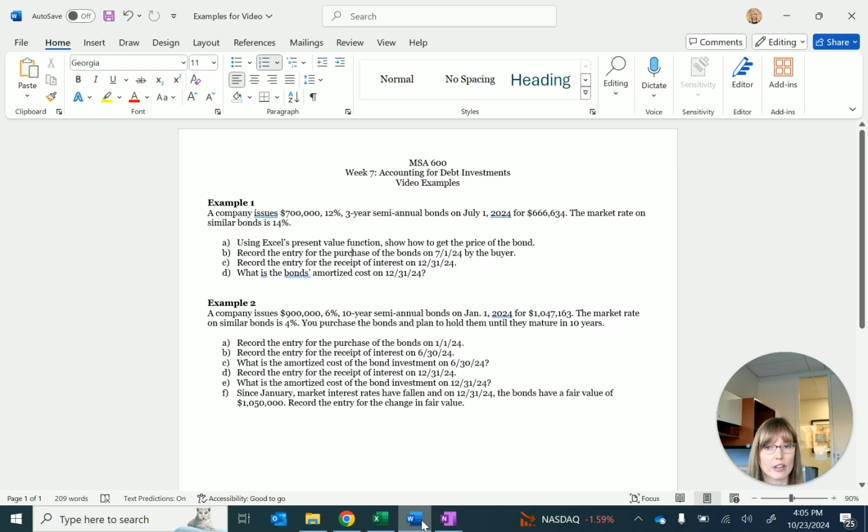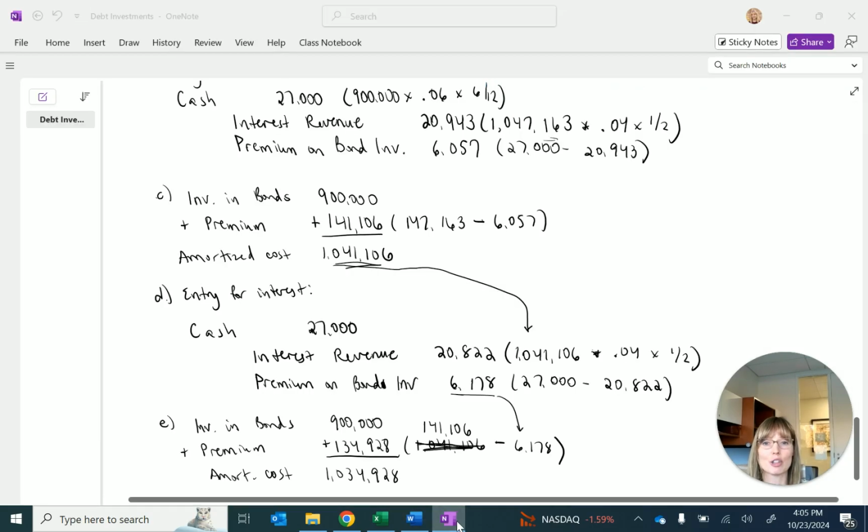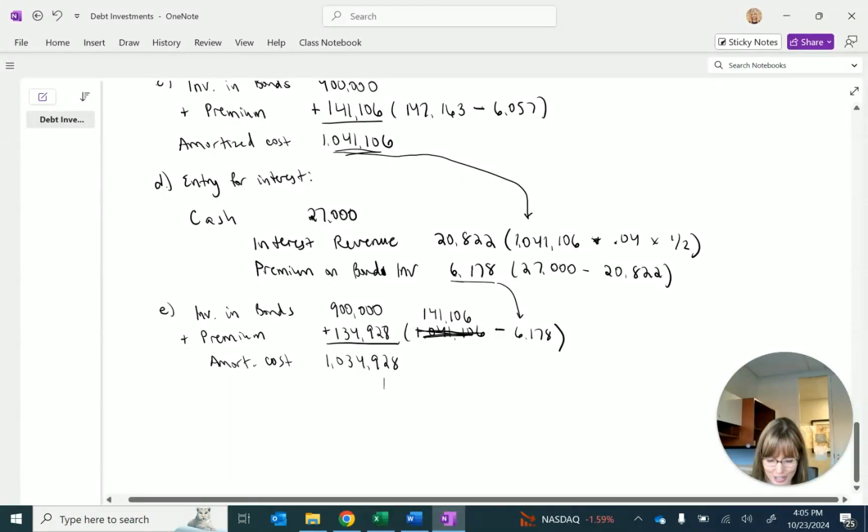We're not going to sell them. We want to hold on to it and collect the interest. But if we did, we could get a gain. What do we do? Record the entry for the change in fair value. Well, we are not fooled by this. No entry needed.